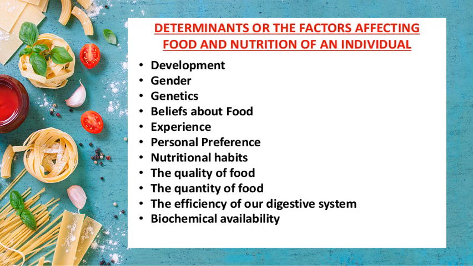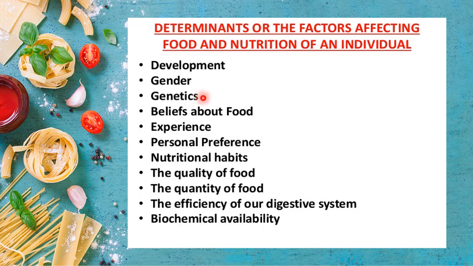The food and the nutrition of the individual are affected by several determinants. One of these determinants is the stage of development, due to variation in the energy requirement for each stage of development, since the energy requirement and the nutrient requirement in infancy differ from childhood and from adulthood. The second determinant is gender. Being male or female will affect the nutrition of the individual due to difference in the body composition and nature of the physical activity performed by each gender.